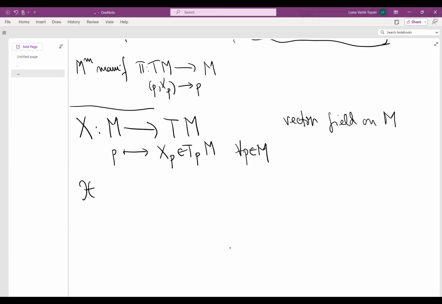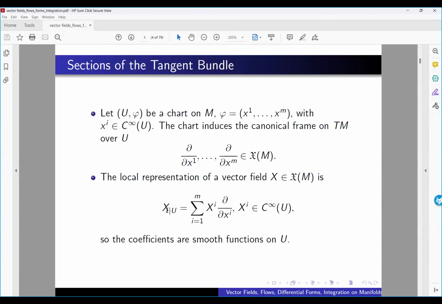So again, this is the notation for all the smooth vector fields on a manifold. All right, and now here, when we have a chart on M, then this chart will induce the so-called canonical frame on the tangent bundle over U, which is denoted by something like this. Now I'm going to try to remind you what this is and to make you understand what we mean here.